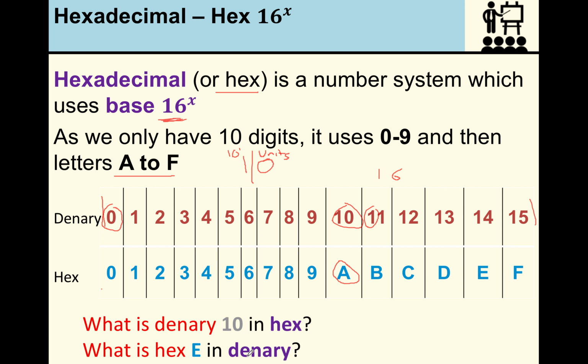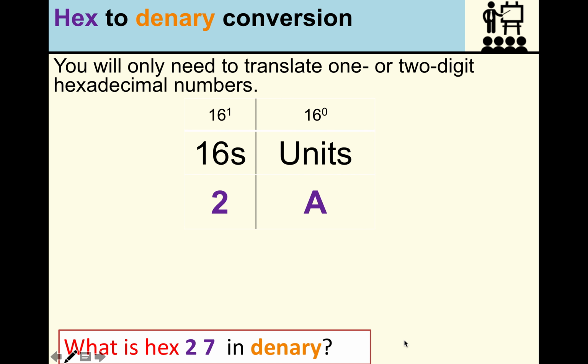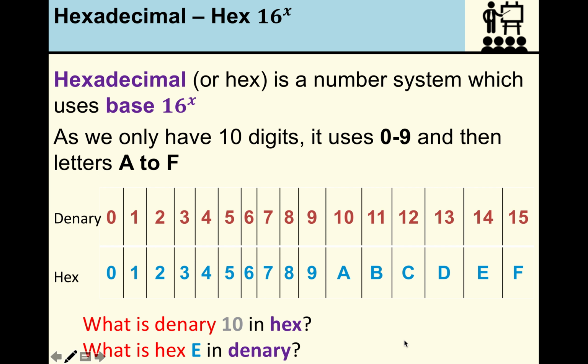So what is denary 10 in hex? Well, denary 10 in hex would be A. And what is hex E in denary? Well, we go to a little table and we can look at E, and that would be 14. What's great about this is that it only goes up to 15, so we only need to remember 6 letters.